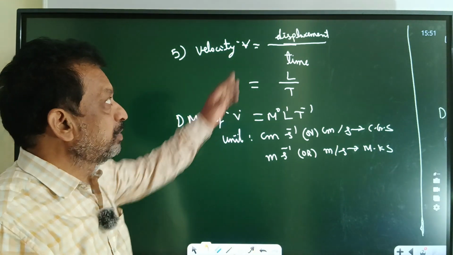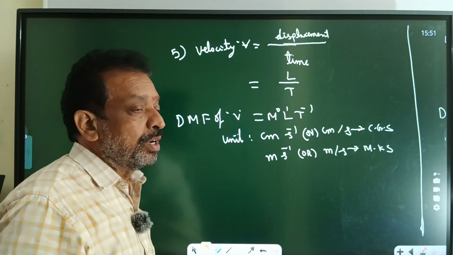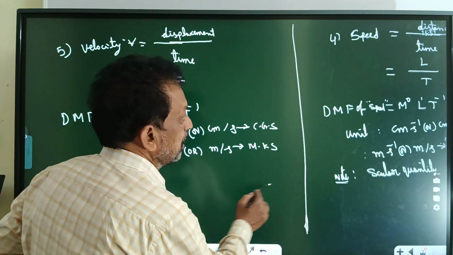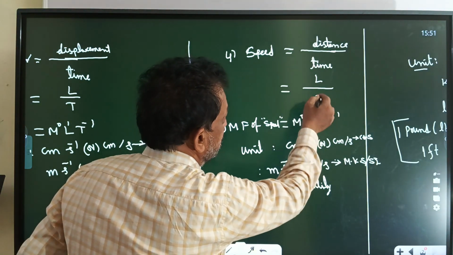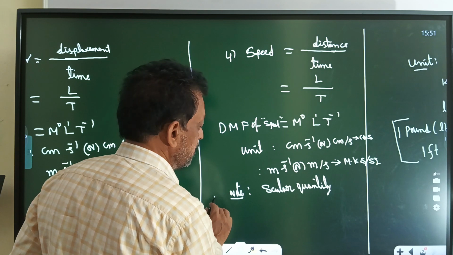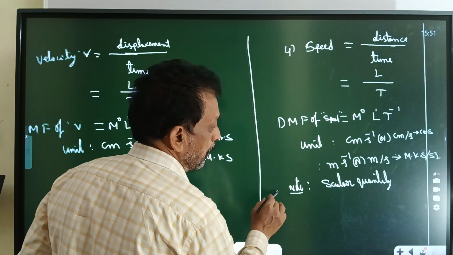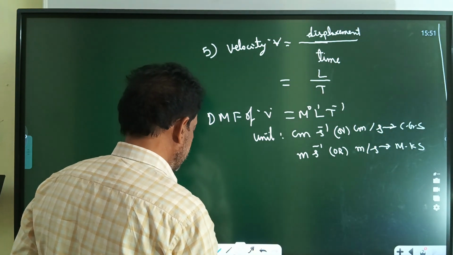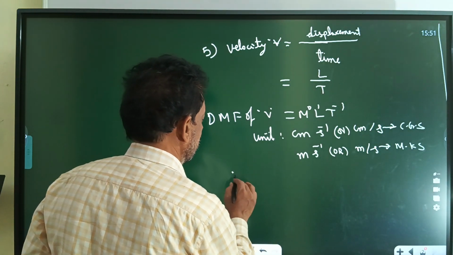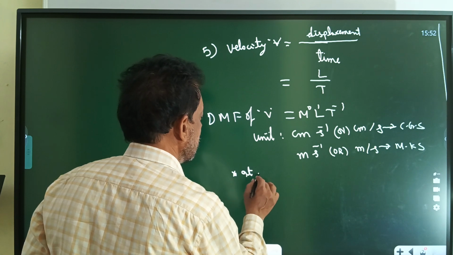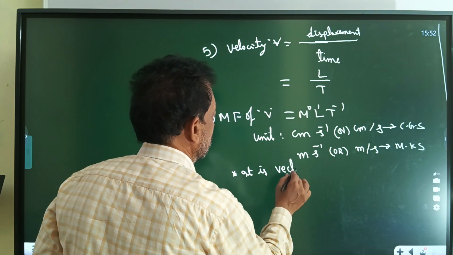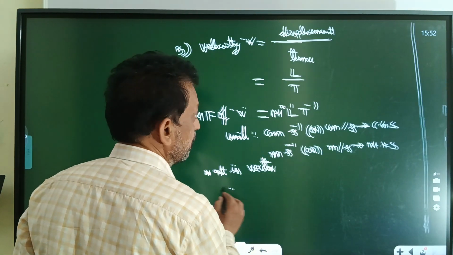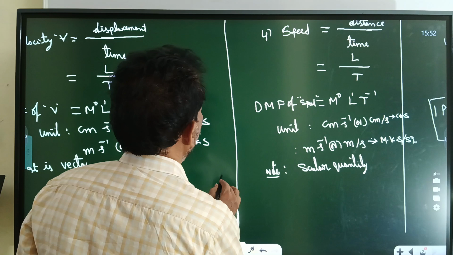So what is the difference in the definition? The rate of change of displacement is called velocity. The rate of change of distance is called speed. With time in the denominator you can say rate. So it is the rate of change of displacement, and displacement is a vector quantity. So velocity is a vector.